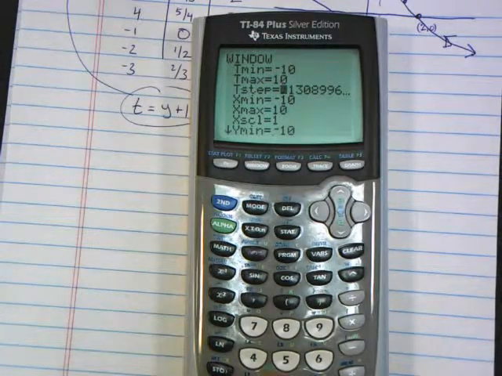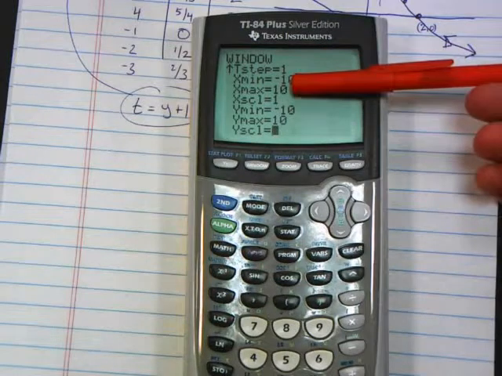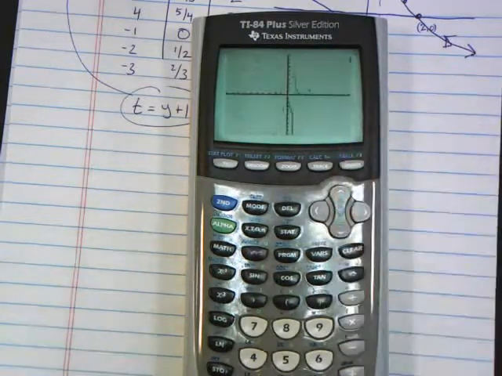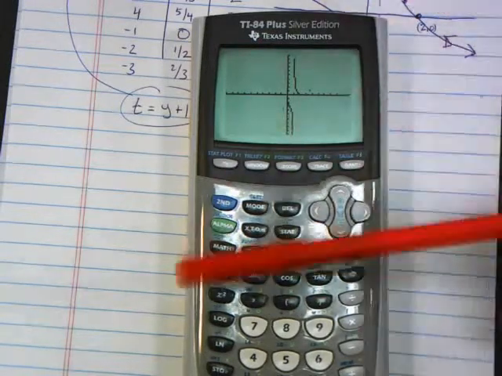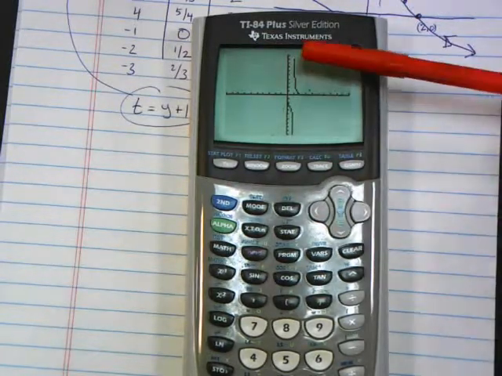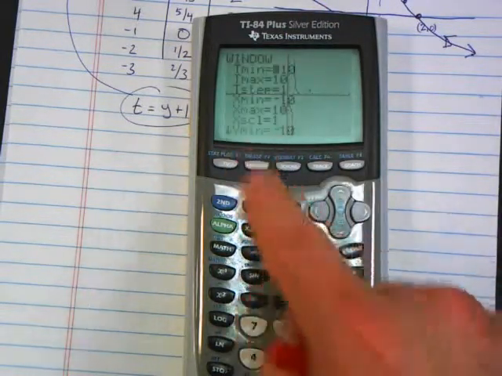For example, just for fun, I'm going to make my t step 1. Probably a bad decision, and we'll see why in a minute. And then you've got your normal x min, x max, y min, y max, and so forth. If I push graph, it looks like that. Probably not very good, because my t step is probably too big. It's only plugging in negative 10, negative 9, negative 8, negative 7. You really want the calculator to plug in more values than that.